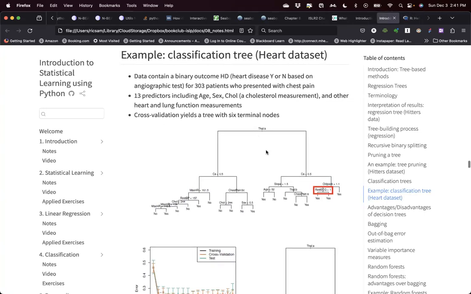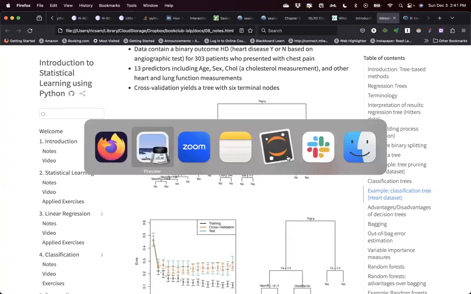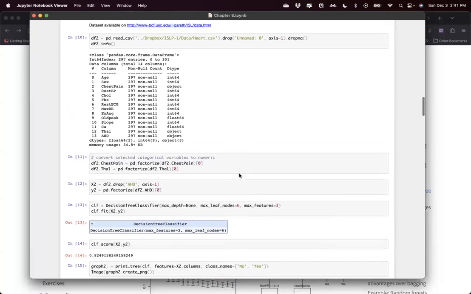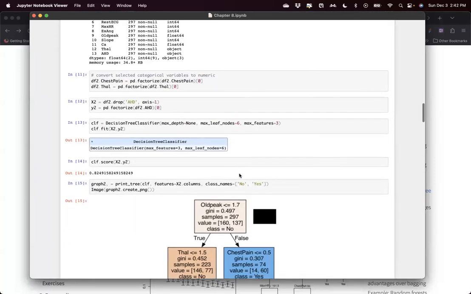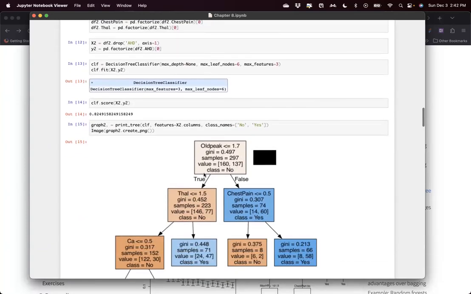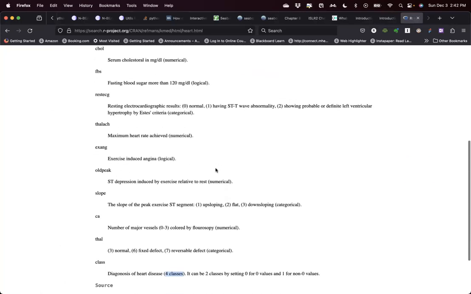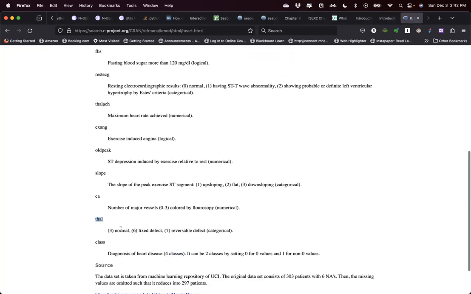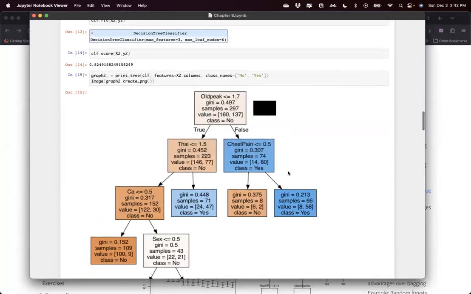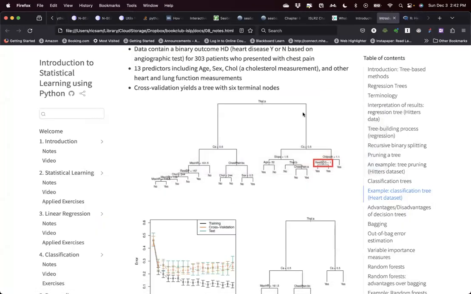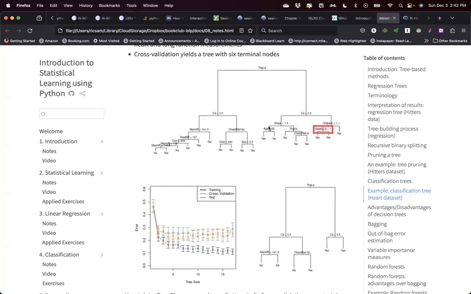If we grow our tree, there's something I noticed when I ran this notebook. I don't know if the data set is different, I don't think so. Maybe the algorithm is different in scikit-learn from the R algorithm, but I got a different tree. Just to make sure that we have that disclosure: for example, the root rule in the book is Thal, which is a categorical feature with values normal, fixed defect, and reversible defect. In the Python implementation, a different feature is the root rule, so it's a totally different tree. But let's continue with the one that is portrayed in the book.